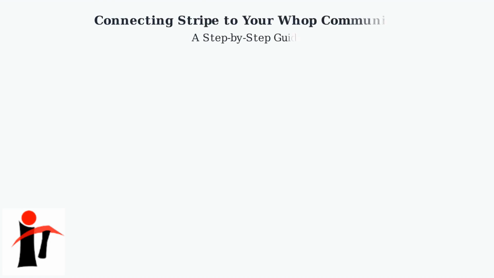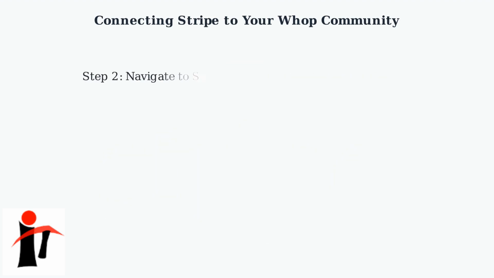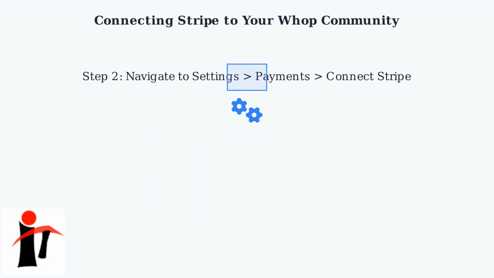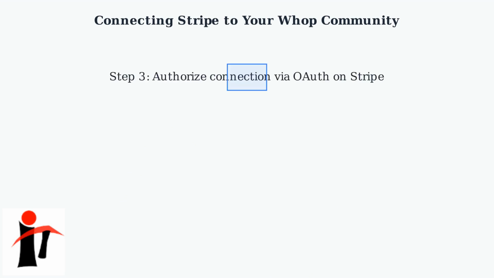Connecting Stripe to your Whop community is essential for handling checkouts and payouts. First, ensure you have a verified Stripe account. In your Whop dashboard, navigate to Settings, then Payments, and click Connect Stripe. You'll be redirected to Stripe to authorize the connection via OAuth.